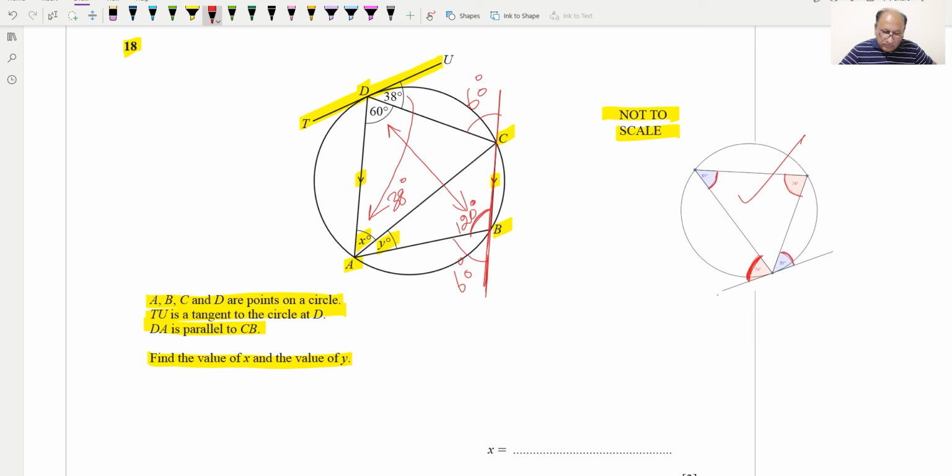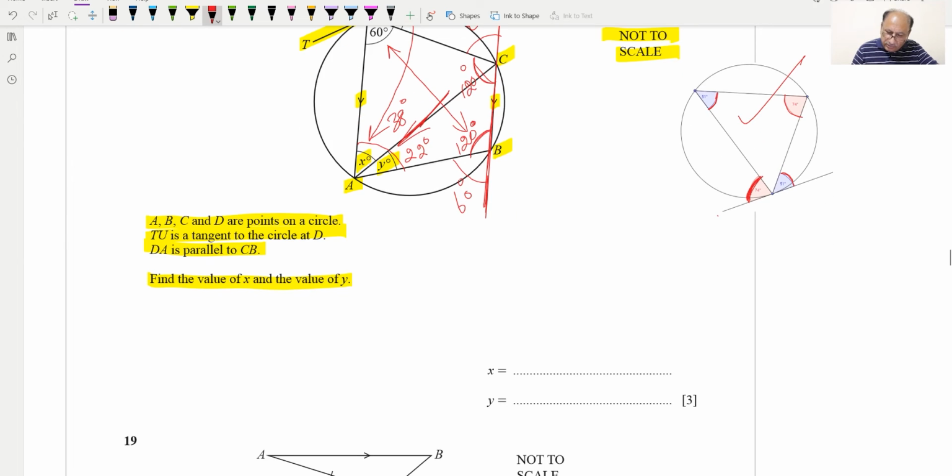Now the remaining angle will be what? If this is 60, this angle will be 120. This angle is 120, and by cyclic quadrilateral, this opposite angle should add up to 60. So x plus y should be 60, and this y should be 60 minus 38, which is 22. So this will be 22 degrees. Hopefully you understood this. So x will be equal to 38 degrees and y will be equal to 22 degrees.